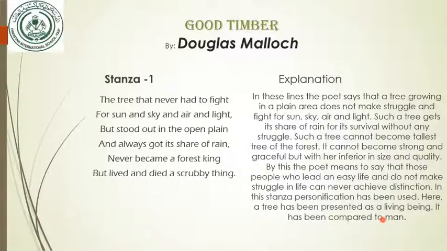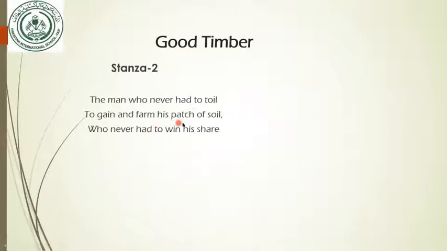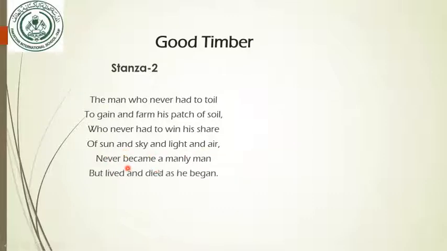Let's move to stanza number 2. The man who never had to toil to gain and form his patch of soil, who never had to win his share of sun and sky and light and air, never became a manly man, but lived and died as he began. I think it's easy, dear students, for you to understand these lines.